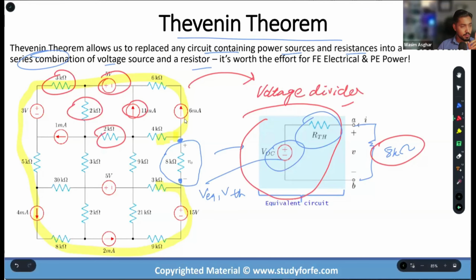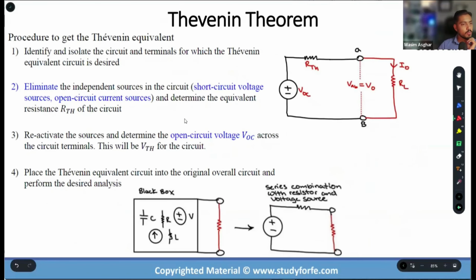Those steps, and again, we are still at Thevenin theorem. I'm going to create a through line between Thevenin theorem and Norton shortly, but those steps need to be followed properly, and you need to know what you're doing. This is a stepwise process. Identify and isolate the circuit and terminals for which the Thevenin equivalent circuit is desired. Now, this is a very, very important step.